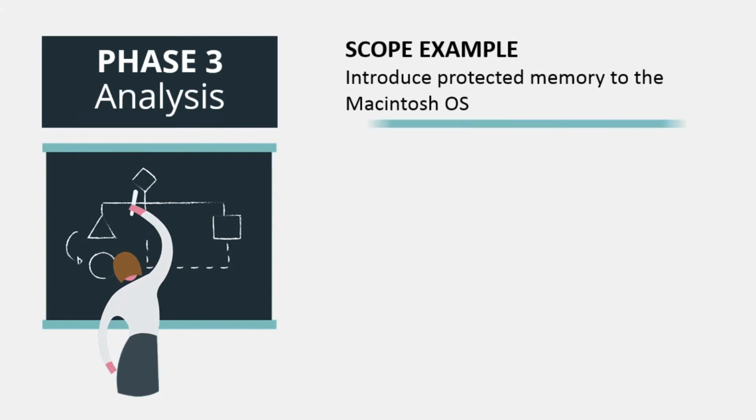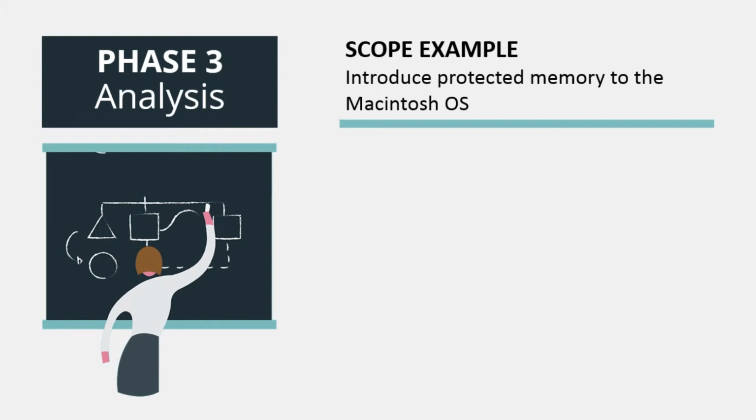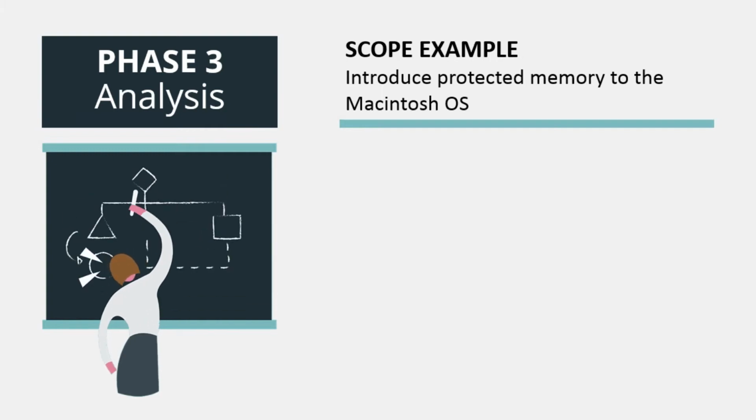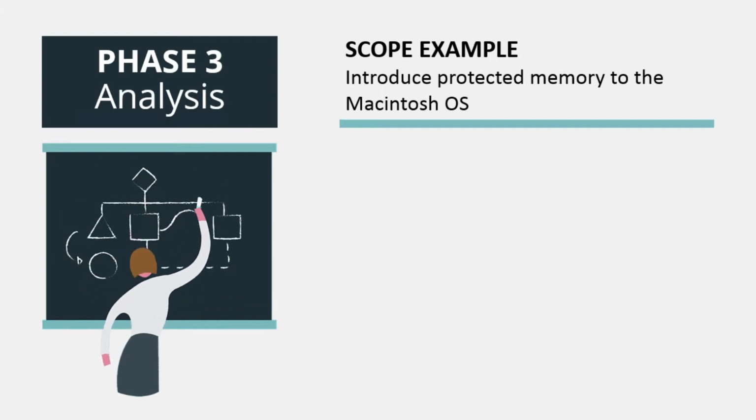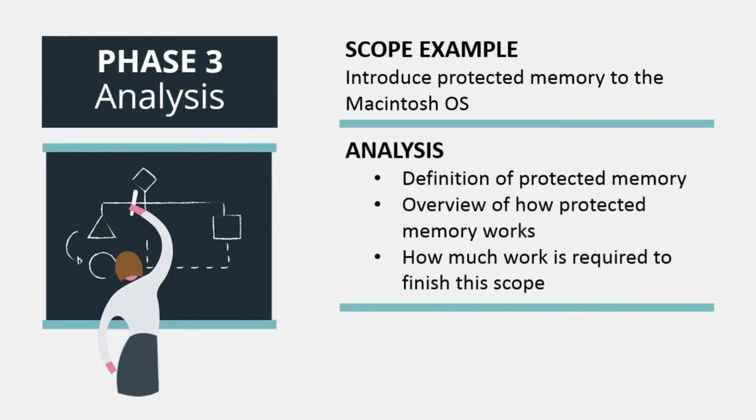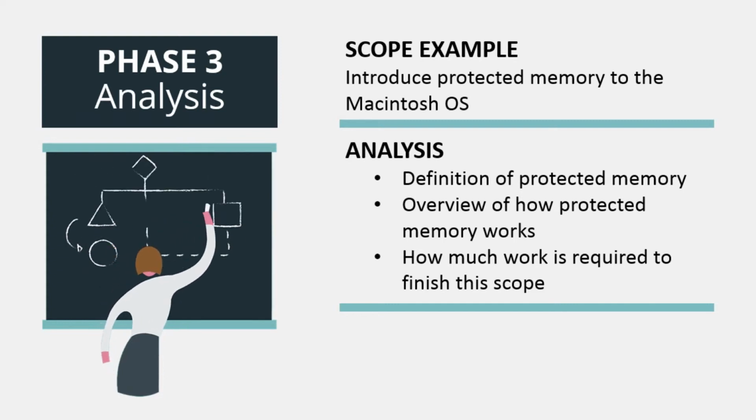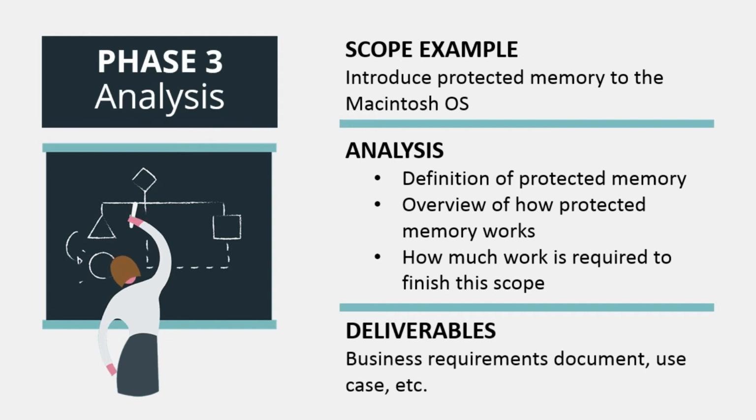For example, one of the scopes of the Apple Copland project is to introduce protected memory to the Macintosh OS. First, we need to know what protected memory is. Then we need to define a brief overview of protected memory. And we also need to know how long it will take to get the scope done. The deliverable here can be a variety of documents, such as business requirements document, use case, etc.